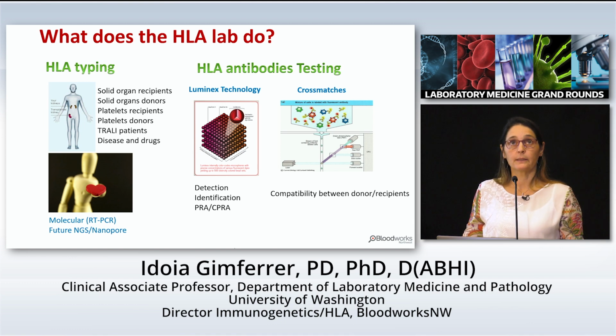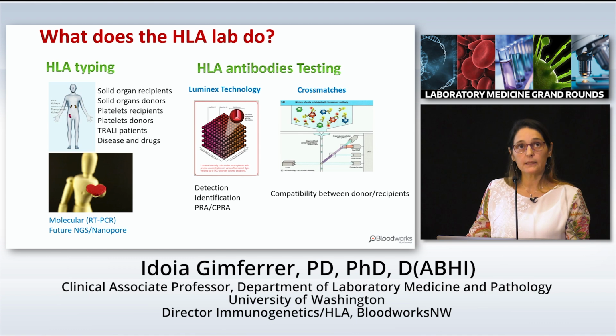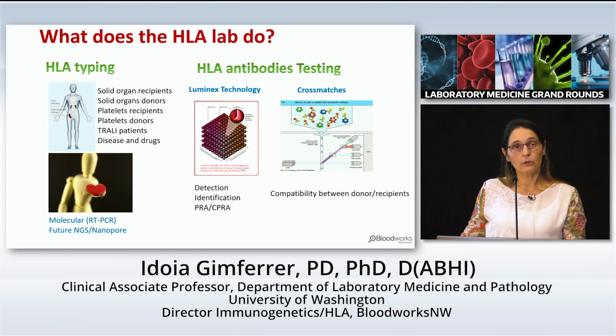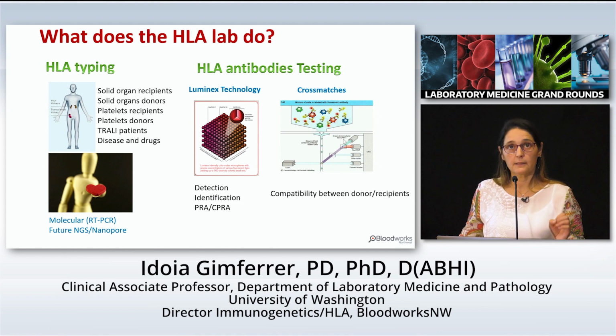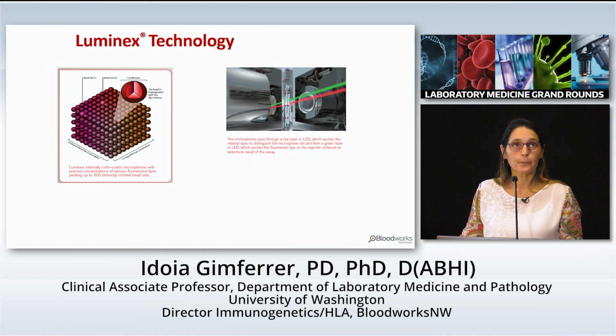And also, we do antibodies testing, and this is the main bulk of what we do. Luminex Technology, and I will explain a little bit what Luminex Technology is. It's very flexible technology, and we use it to detect antibodies against HLA, to identify the HLA that the antibody targets, and calculate the PRA. And then we do cross-matches. That is the final test that you do before transplant, and directly measure the compatibility between the patient and the donor.